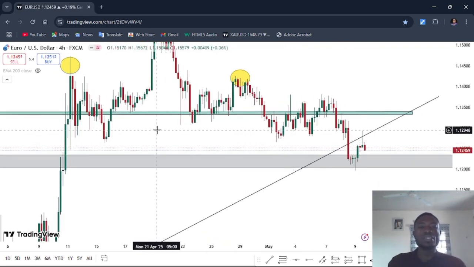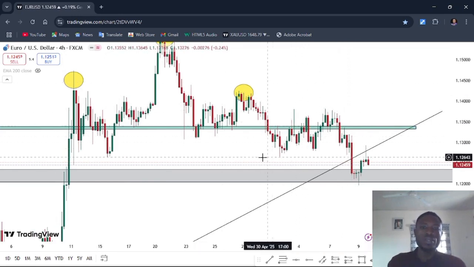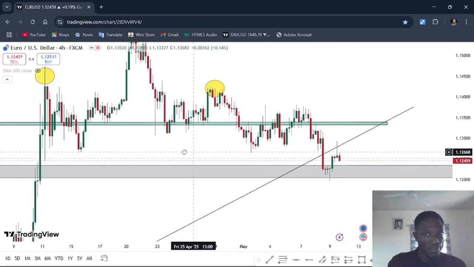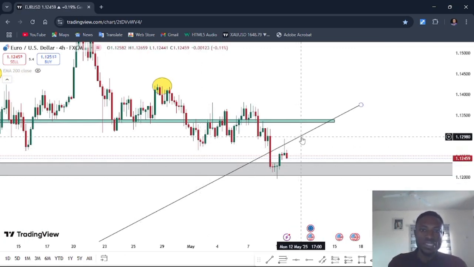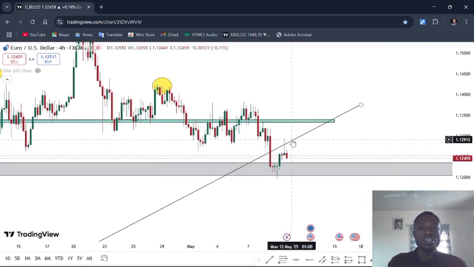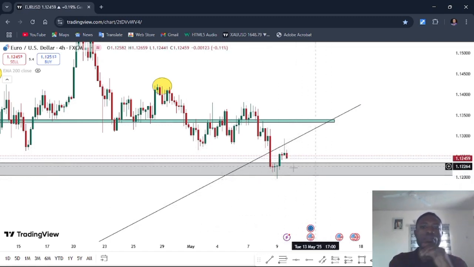Now that we have been able to establish that price has given us a head and shoulder pattern on a 4-hour time frame, and that price has broken this particular trend line, what is holding price from dropping further to the downside is this particular bad boy right here.